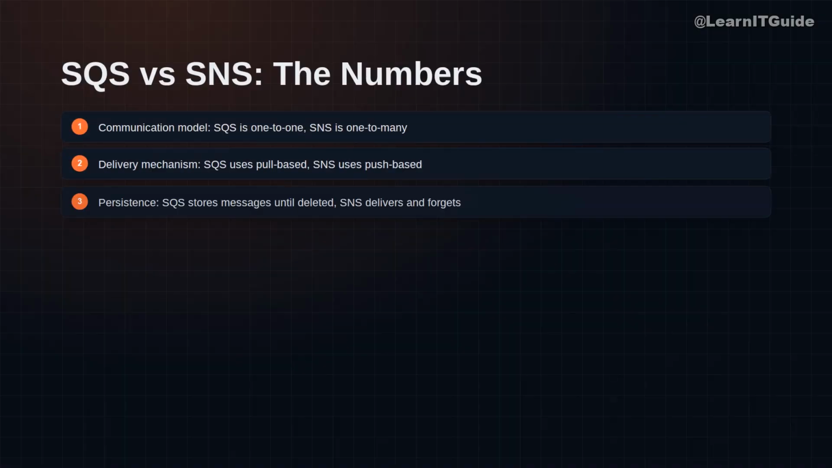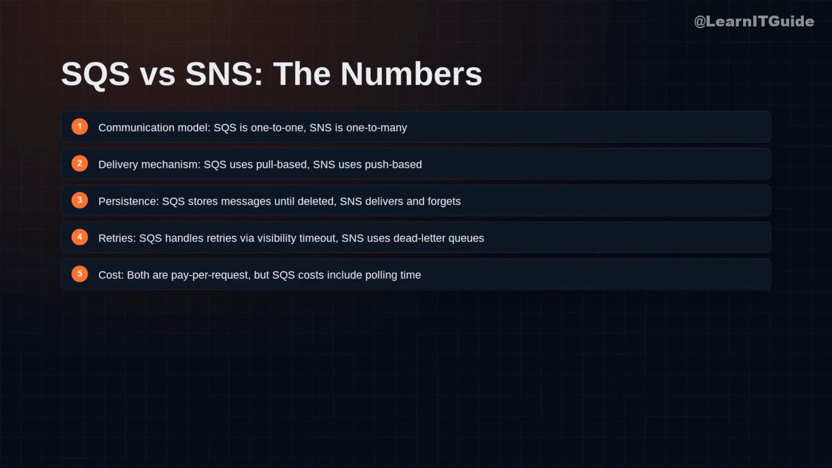Let us break down these results. SQS is strictly one-to-one, while SNS is one-to-many. SQS requires your workers to pull data, whereas SNS pushes it, which is often faster but harder to control if your backend is overloaded. SQS stores messages indefinitely until processed, providing great durability. SNS delivers and forgets, meaning if your subscriber is offline, that message might be lost unless you have a dead letter queue configured. Both are cost effective, but keep in mind that SQS polling can add up if your request volume is extreme. Take a moment to review each point shown on screen.